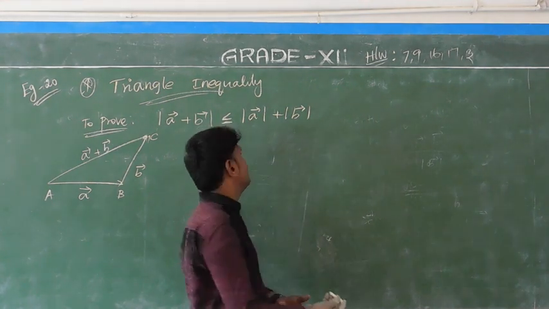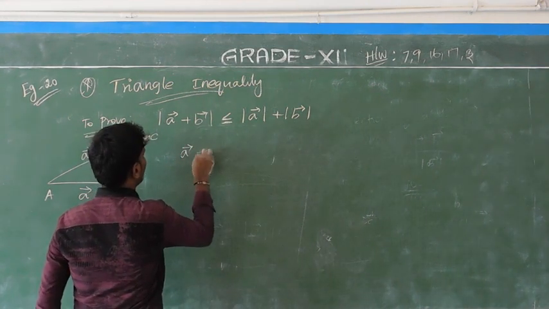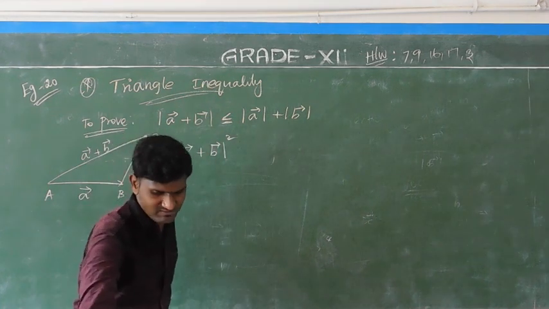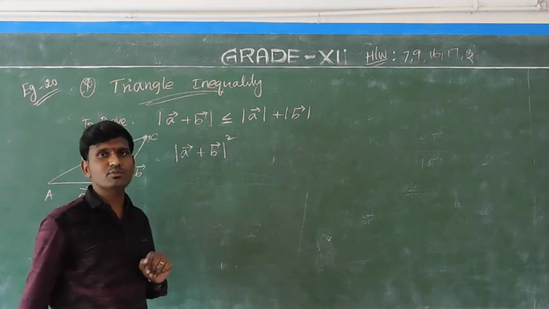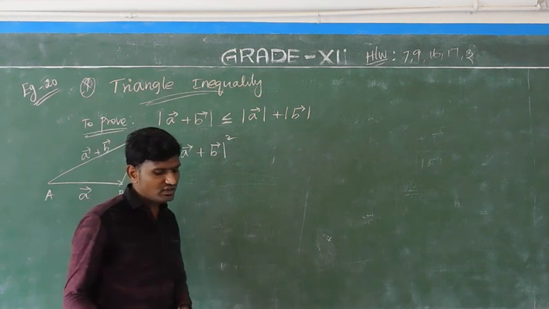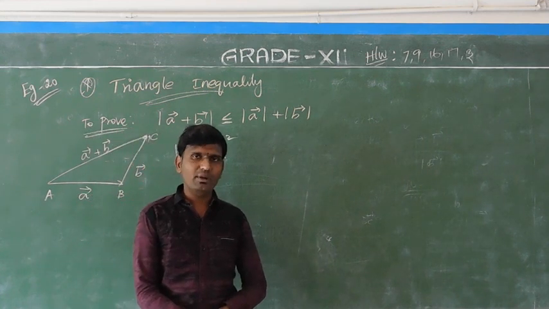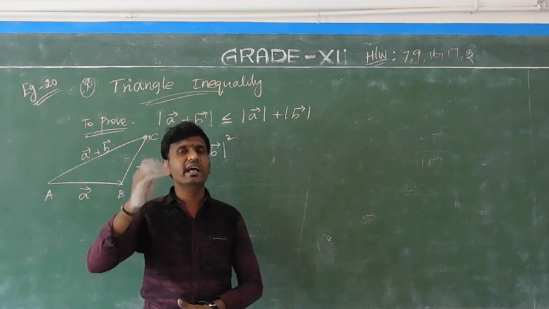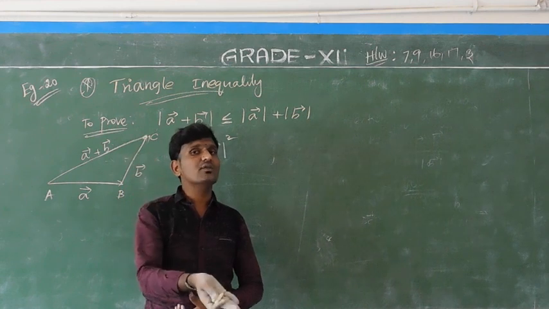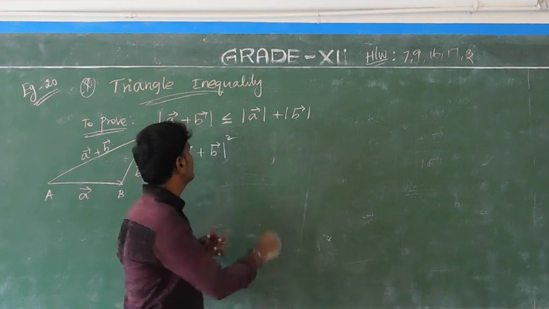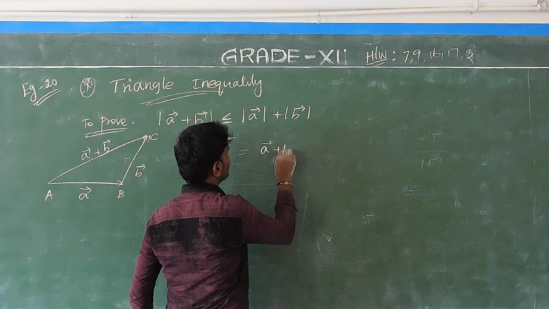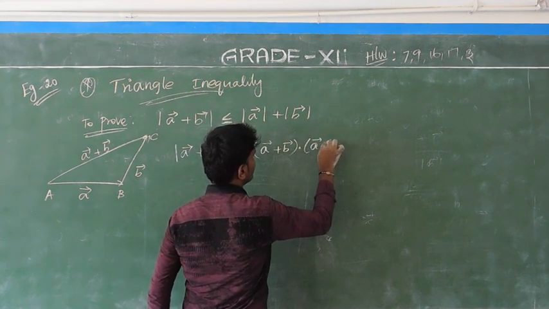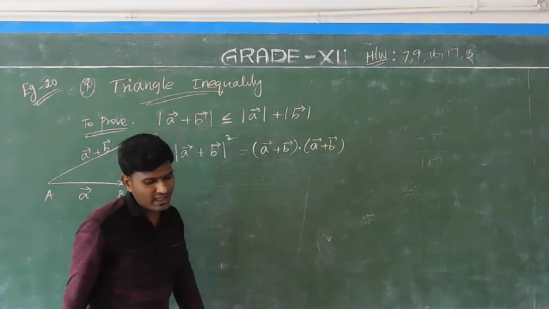Now listen. Now I am taking A vector plus B vector the whole square, and compare with modulus of A vector plus modulus of B vector the whole square. You already have the formula for (A plus B) the whole square, and you can expand it, no problem. But we need to use the properties of dot products. So take A vector plus B vector dotted with A vector plus B vector.